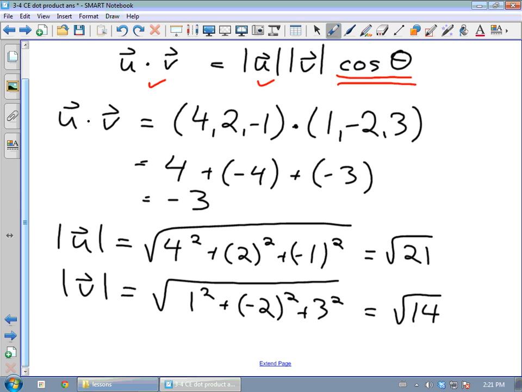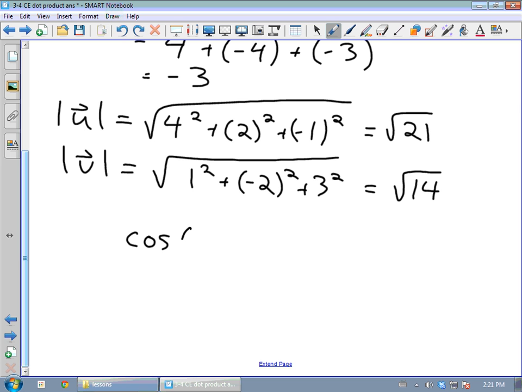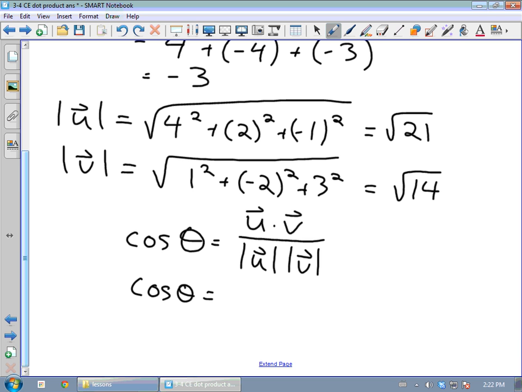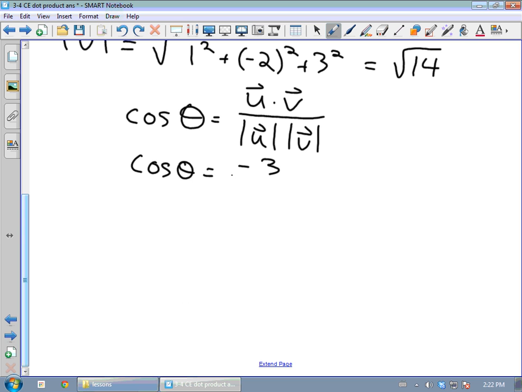So we've got everything filled in that we need here. We just want to rearrange this thing for cosine theta. So cosine theta is going to be u dot v divided by magnitude u times magnitude v, from that expression we had up at the top. I think you see where we're going here. We just sub in what we found. So u dot v is negative 3. On the bottom, we're going to have root 21 and root 14. Punch this into our calculator and take the inverse cosine, and we find out that our angle theta here is 100 degrees. And there we are. That's the angle between those two vectors.